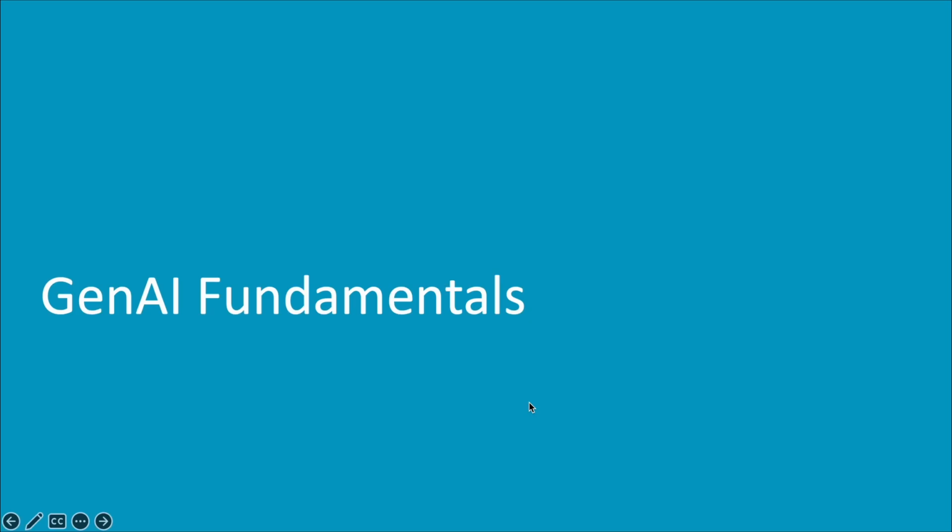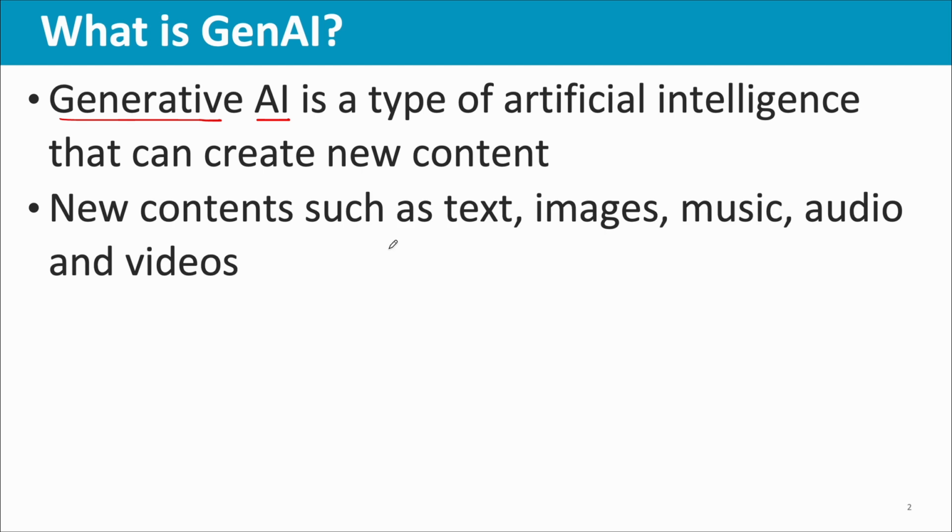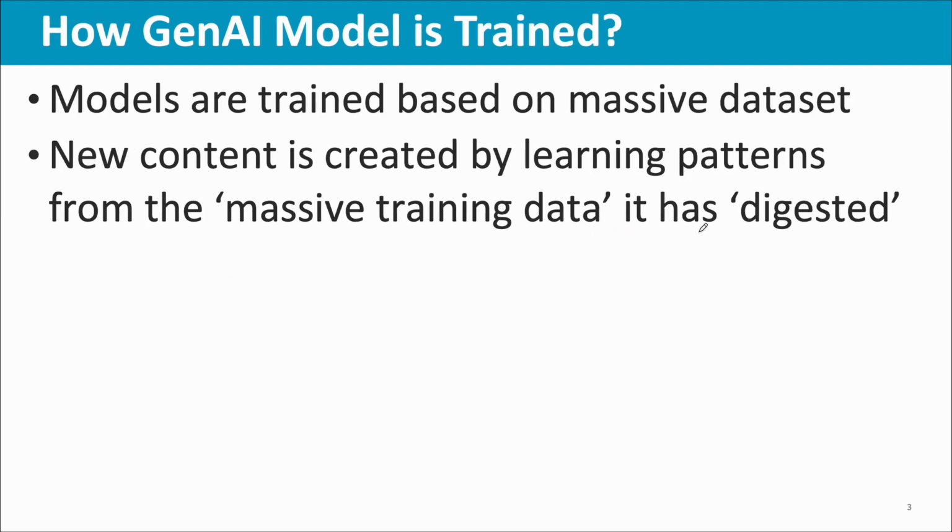Now let's understand the fundamentals of genAI. Generative AI, as the name suggests, is a type of artificial intelligence which can generate new content. When you say new content, it includes text, that is paragraphs, sentences, new emails, new documents, etc., or creation of new images, creation of music, audio, and videos. But how does it create that?